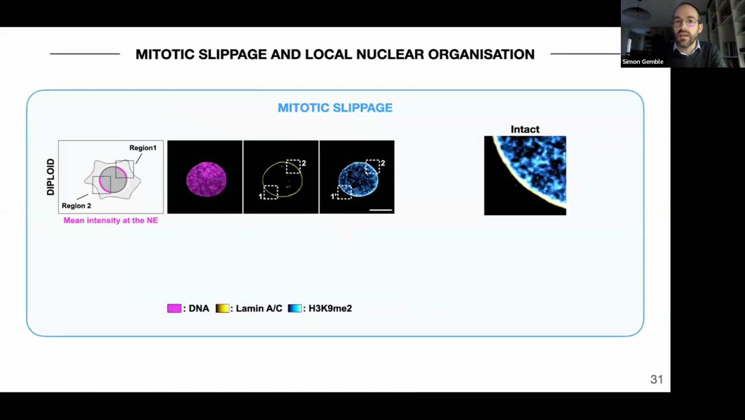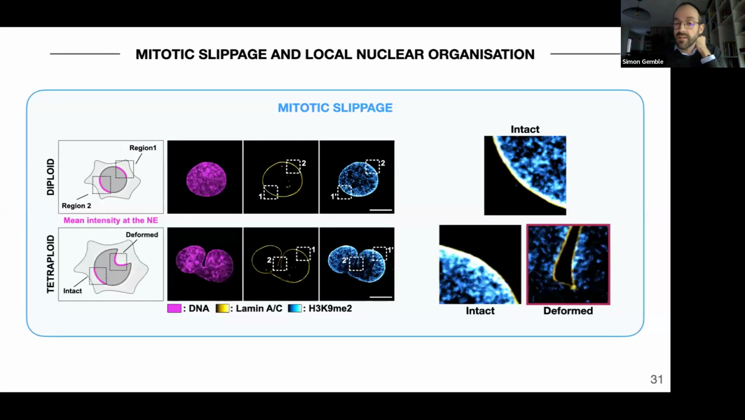In diploid cells, we observe the expected behavior for these two. Lamin C is at the nuclear envelope, and if you look here, we have an enrichment of H3K9 dimethylated close to the lamin C. This is the same in intact areas in tetraploid cells, as you can see here, but we observe a striking difference in deformed areas, in which we observe much less lamin C and H3K9 dimethylated, as you can see here, compared to the intact area over here.